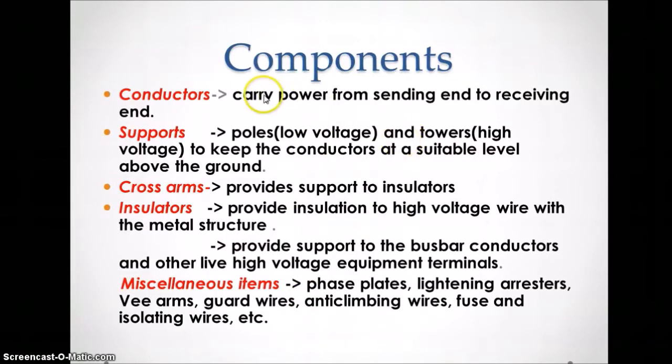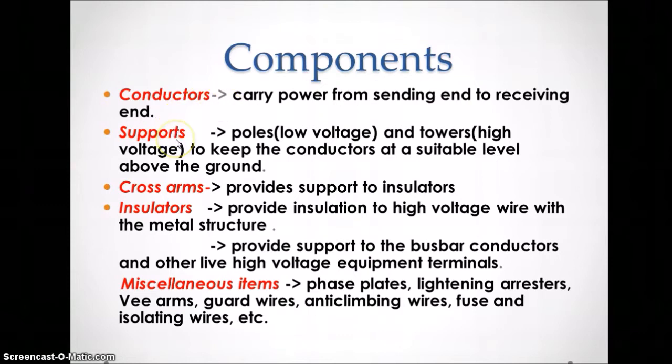Components of a transmission line. We have the components as conductors, supports, cross arms, insulators, and some miscellaneous items. So why do we need conductors? They have to carry power from the sending end to the receiving end. The sending end can be a generating station and the receiving end can be a primary transmission substation, or the sending end can be a primary or secondary transmission system and the receiving end can be a distribution system. So wherever power has to be transmitted from one point to another point, we need conductors.